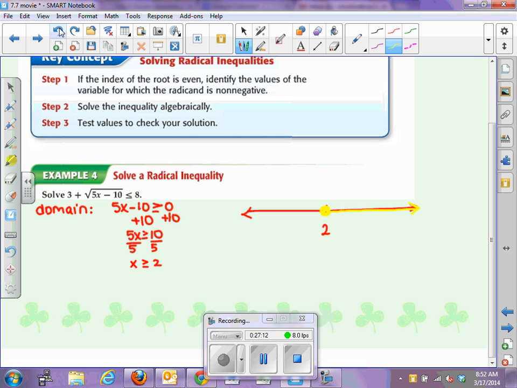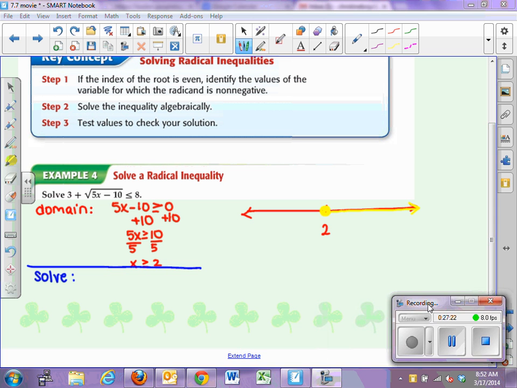Okay, now we actually solve the inequality. So we do the domain and then we say solve. Very important to set this up correctly. And if you don't know those two steps, you will not get your answers right. So what's nice is we do it the way we've been doing it.